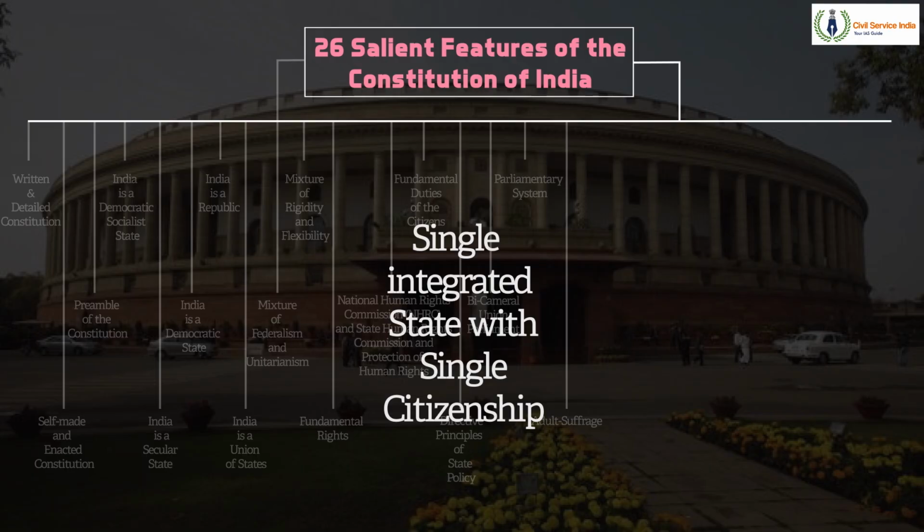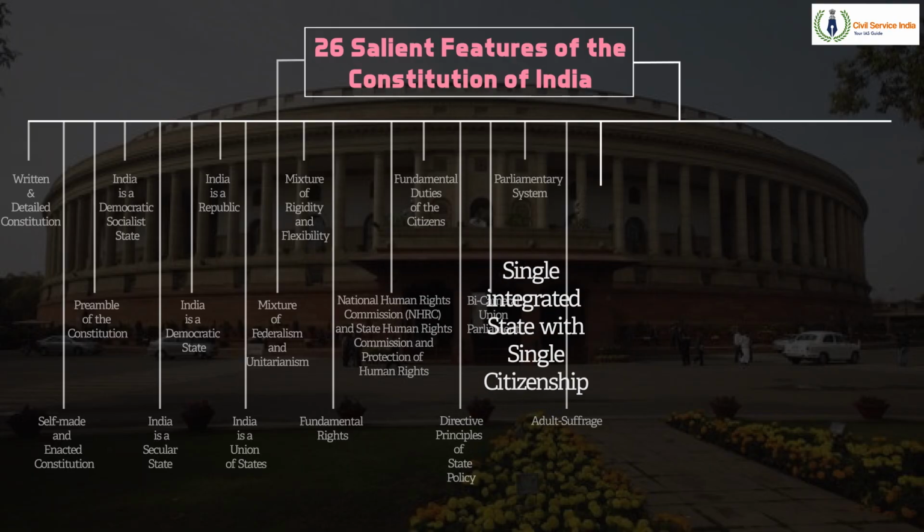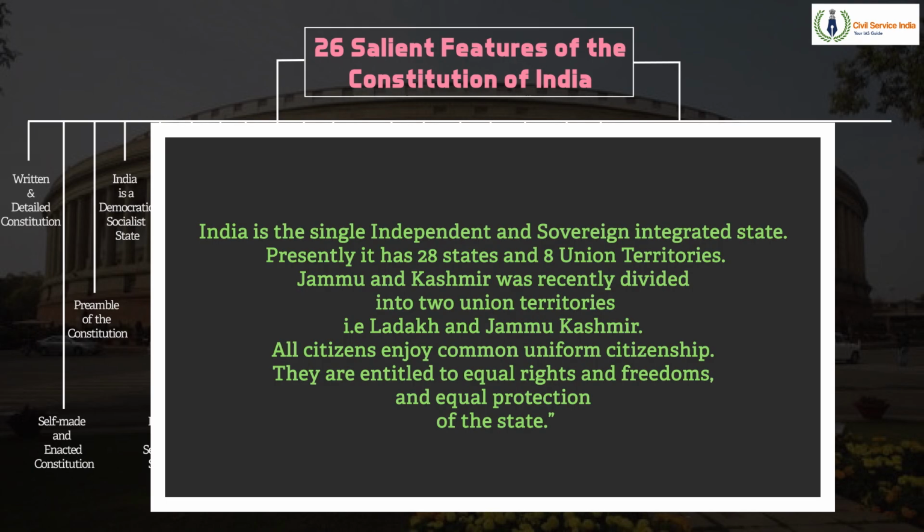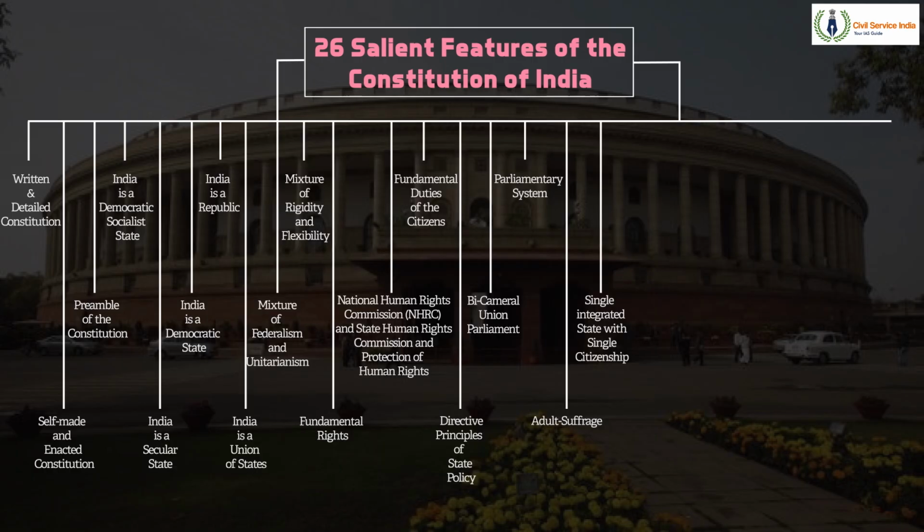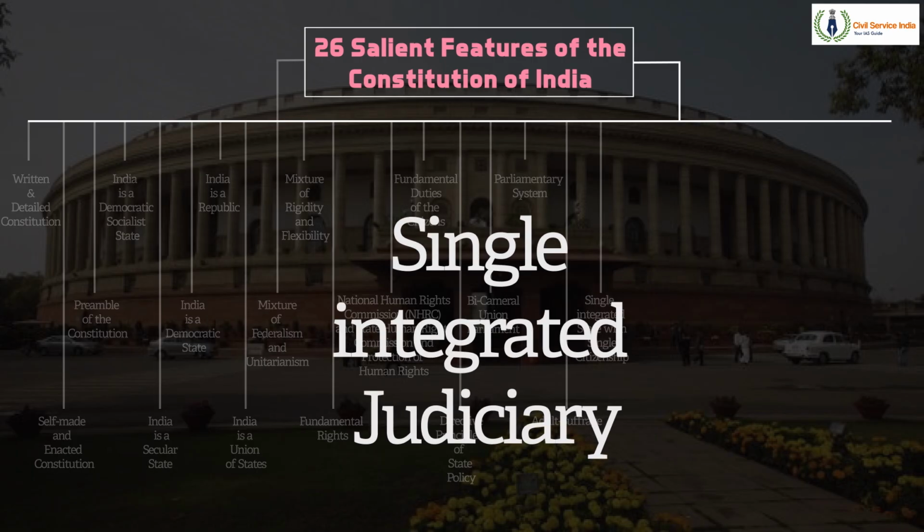Single integrated state with single citizenship. India is the single independent and sovereign integrated state. Presently it has 28 states and 8 union territories. Jammu Kashmir was recently divided into 2 union territories, that is Ladakh and Jammu Kashmir. All citizens enjoy common uniform citizenship. They are entitled to equal rights and freedoms, and equal protection of the state. Single integrated judiciary.